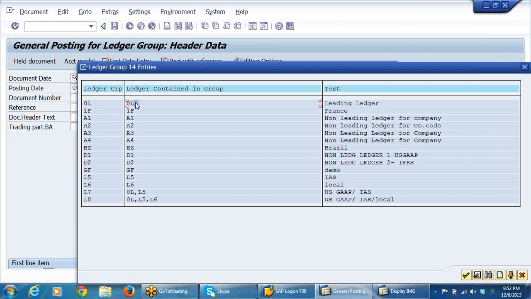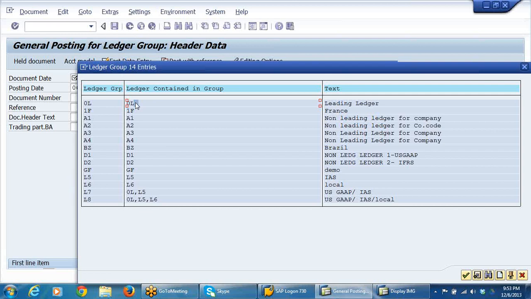I told you already: when you have to report to any other country's legal requirements. If I have raised my funds in the US market, I have to submit my books of accounts in US dollars and as per the fiscal year variant. And if I am raising funds from the European market, I can submit my books of accounts in the European market, in whatever currency I want. That is the purpose of parallel ledgers.